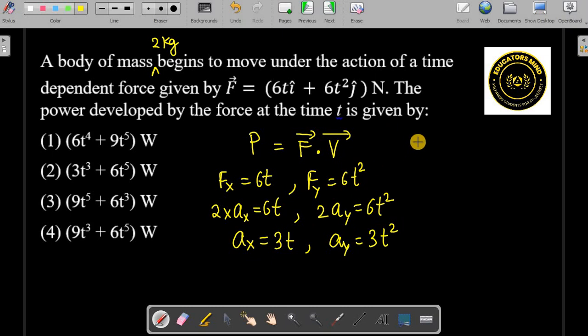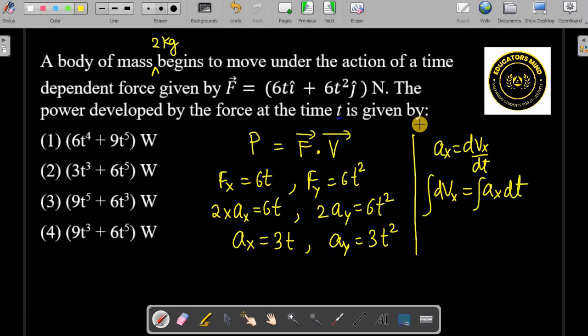Once you get acceleration, you can do the integration. Acceleration x is equal to dVx by dt, so dVx is equal to ax dt. We can integrate, and what's the initial velocity? We can take the initial velocity to be 0, as it begins to move. So Vx we calculate by integrating 3t. 3 comes out, the integration of t is t square by 2. So it is just 3t square by 2. That's the Vx, right?